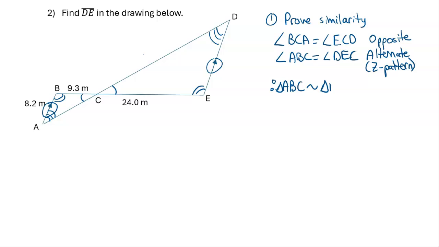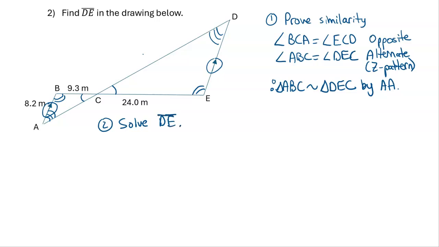So we can say, therefore, triangle ABC is similar to triangle DEC, where D corresponds with A, E corresponds with B, and C corresponds with C, by angle-angle. So now that we've proven that they're similar, we're going to solve the length of DE.